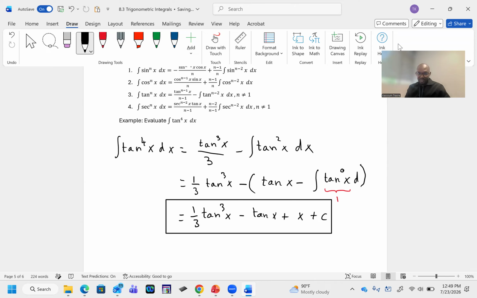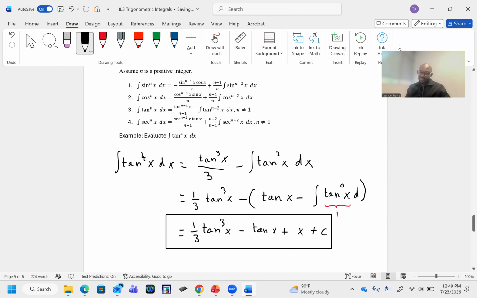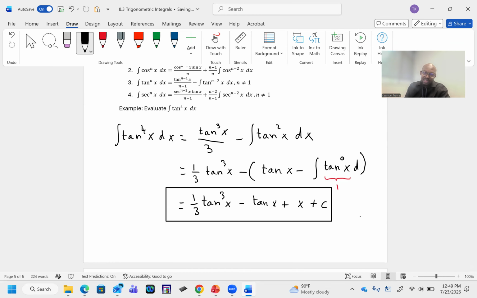Okay. There is another way to do this one as well. I'm not going to do that because I don't want to make it a long video, but this tangent to the power of 4 x, we could make it what? That's even, which we will see right now. We could do tangent squared times tangent squared, right? And tangent squared is what? Secant squared minus 1, and then we could use our substitution to solve.